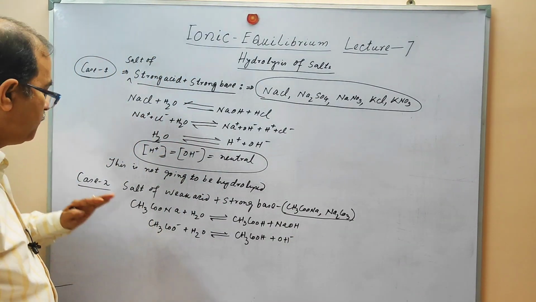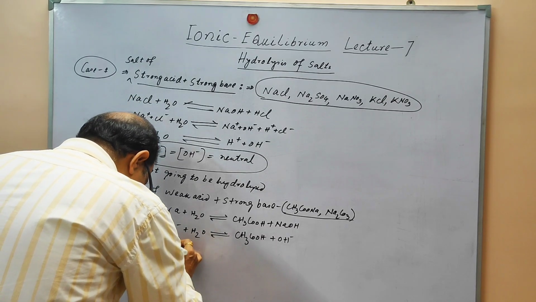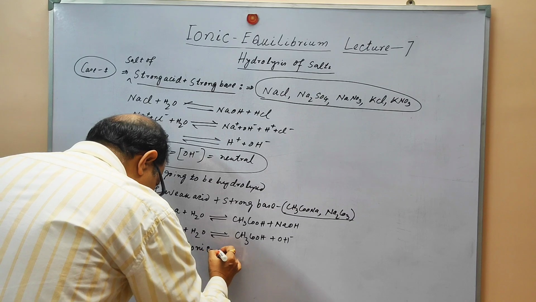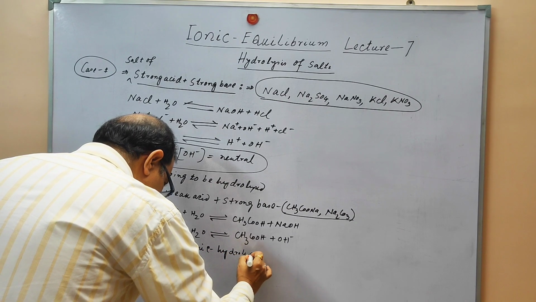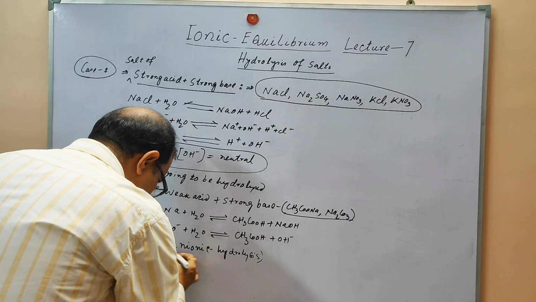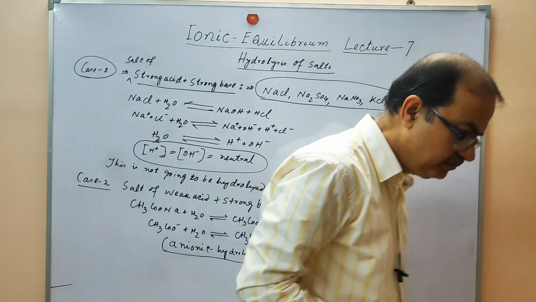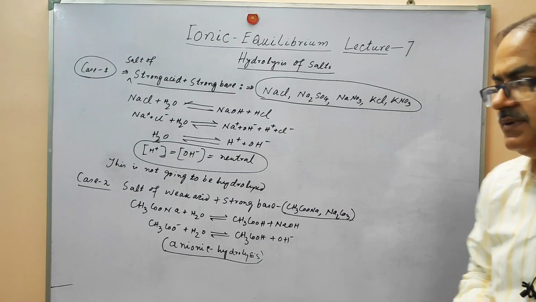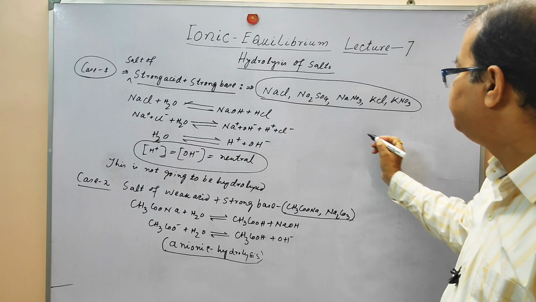So this type of hydrolysis is called anionic hydrolysis. This is called anionic hydrolysis, where the salt of the strong base and the weak acid has been hydrolyzed.